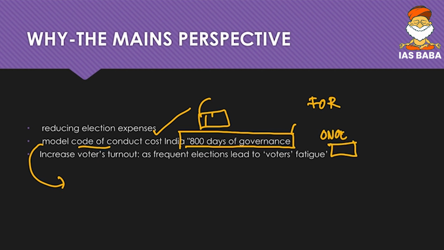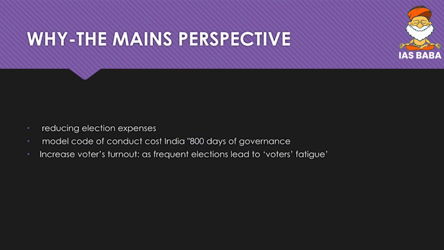But once you have one nation, one election, your model code of conduct will pertain just to the period where the election is. Finally, one nation, one election is also seen as something that may increase voter turnout, because you just have to spend 1 or 2 days to mark your vote for your particular representatives. Any kind of voter fatigue that citizens feel because of constant elections will also be less.